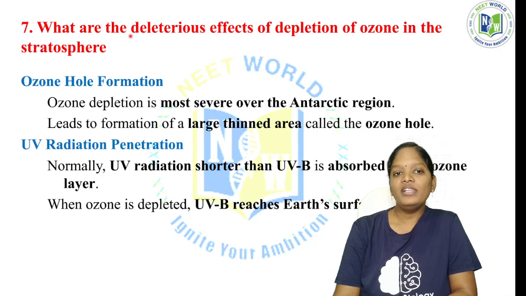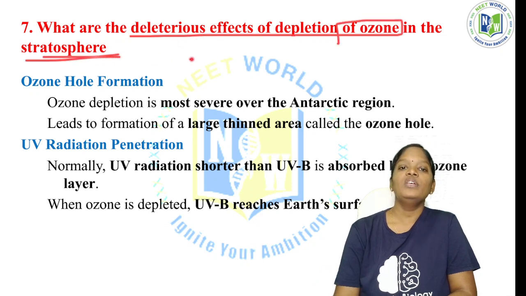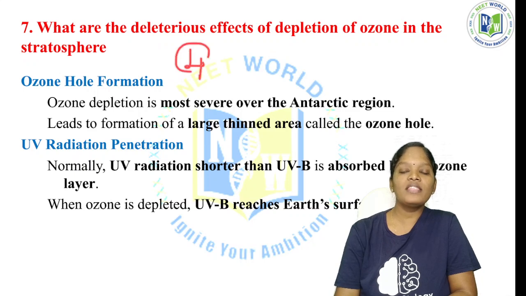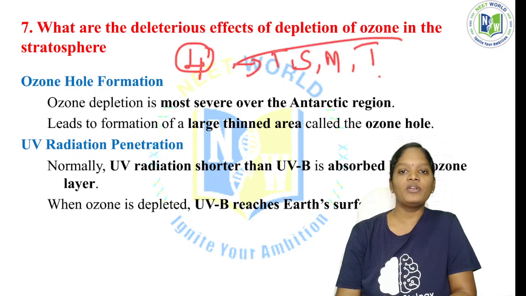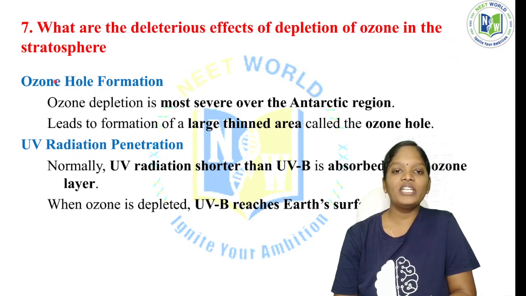Now comes the deleterious effects of depletion of ozone in the stratosphere. We have four different layers in the atmosphere: the troposphere, stratosphere, mesosphere, and the thermosphere. So these are the four different types of layers.